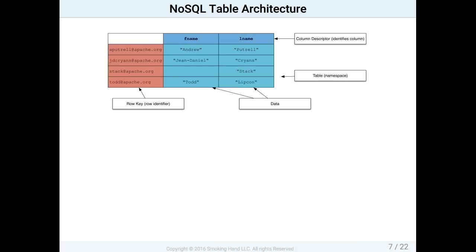We have our row keys there on the left. This is what uniquely identifies a row so that we can access this data. And as we'll see in a second with some code, this is how we access that data. This is how we pull that data together and actually go through and access it. Then we have our data itself. So here we have Todd Lipcon, for example. Okay, that's NoSQL at its very basic. Looks very much like a relational database.